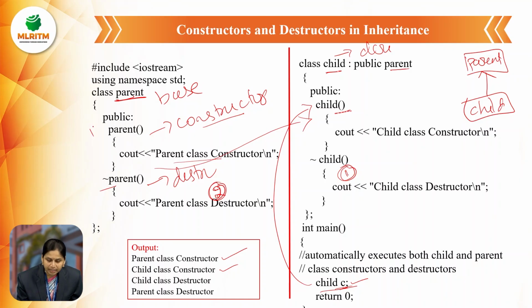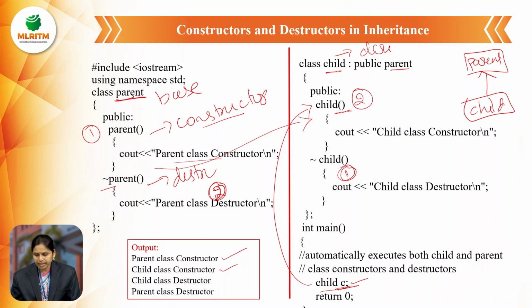This is the first, the parent class constructor. This is the child class constructor. The constructors are executed first parent, then child. But these destructors are executed in reverse order. First the child class destructor is executed, then the control executes the parent class destructor. Always it is the opposite.